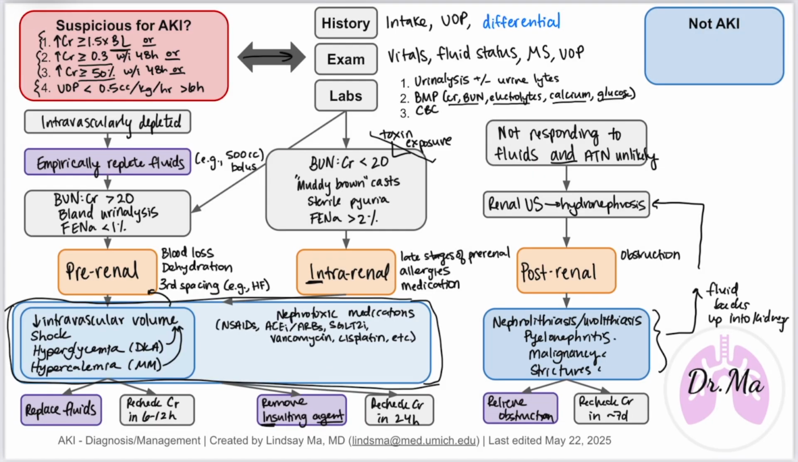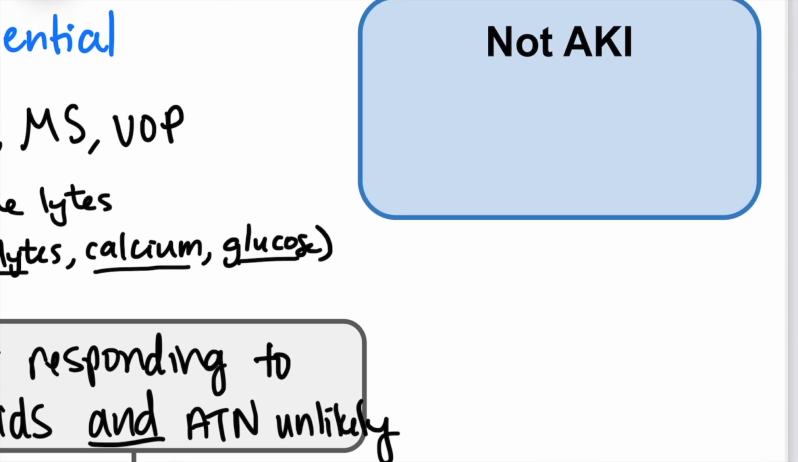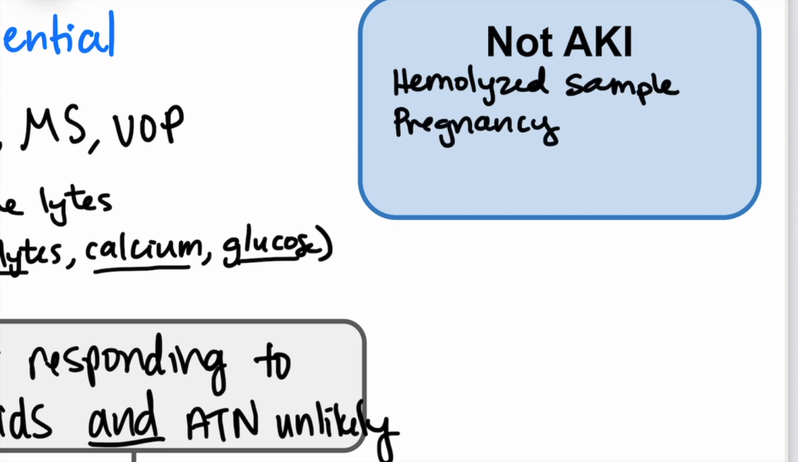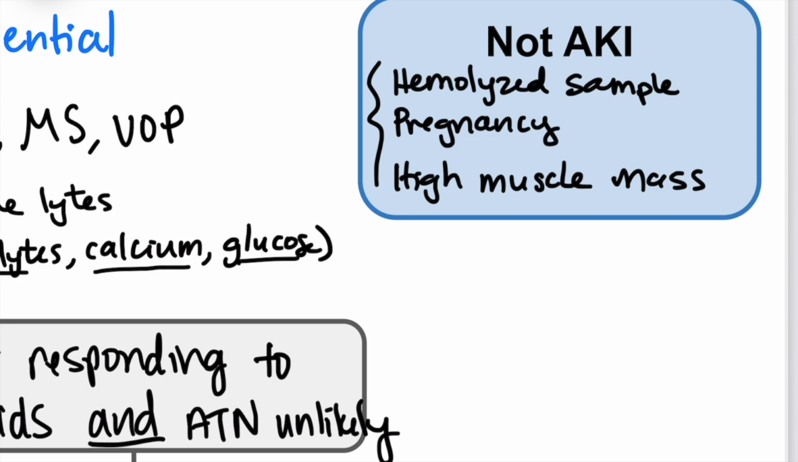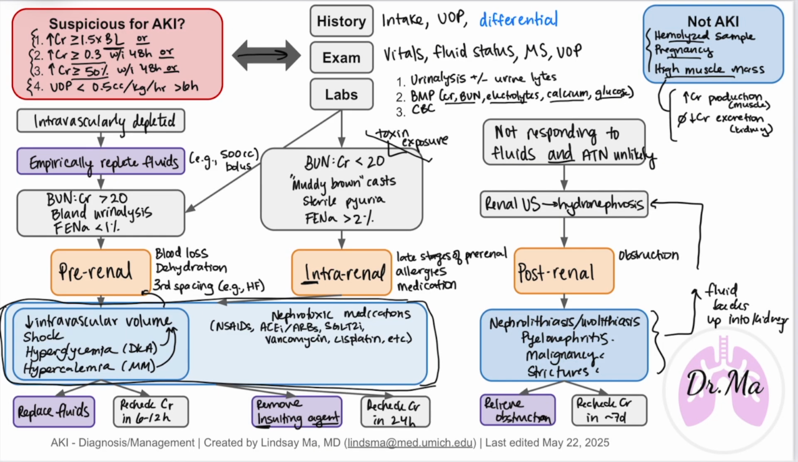The last thing I wanted to mention is there are times when creatinine is elevated, but the patient does not have an AKI. And the common reasons for this include a hemolyzed sample, pregnancy, and high muscle mass. All three of these things can cause elevated creatinine without causing an AKI. And lastly, if the workup for AKI is unremarkable, they might end up having to get a biopsy, but we won't go into those details today.